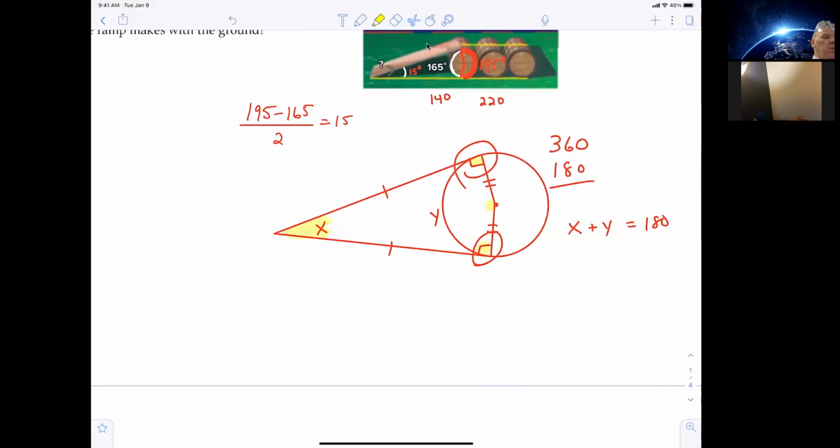Is y over here the same as this? No, it's not an inscribed angle. It's a central angle, right? Remember, the central angle is the angle that's being created by that arc. Hopefully that made sense. All right, is everybody okay with that?